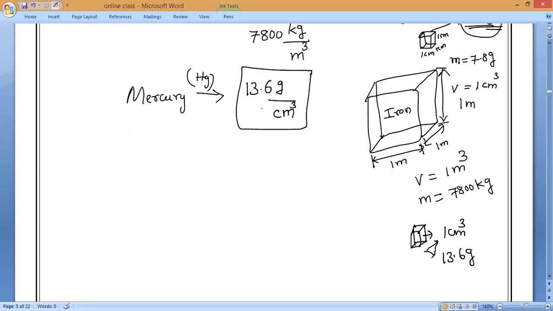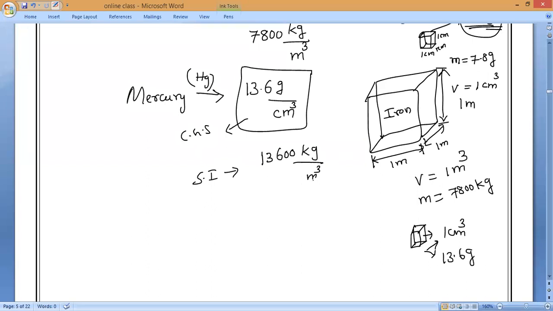Now, in SI unit, tell me, this is the CGS unit. What is the SI unit? Can anybody tell the SI unit density of mercury? 13,600 kilogram per cubic meter. Mitakshri, have you understood? Yes, sir. I multiplied with what?